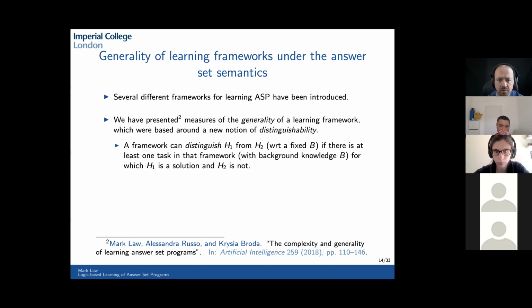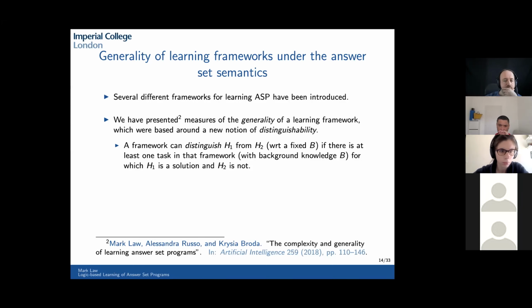A couple of years ago, we had a paper in the AIJ that was investigating this in great detail. What we were trying to investigate really was a generality ordering of the learning frameworks in terms of their theoretical upper bound in terms of what they can learn. So we're not worried about particular systems and how efficient they are, or how well they can learn from a particular data set. What we're trying to work out is, if we had a perfect system for a learning approach and a perfect data set, is it even possible to learn some ASP programs?